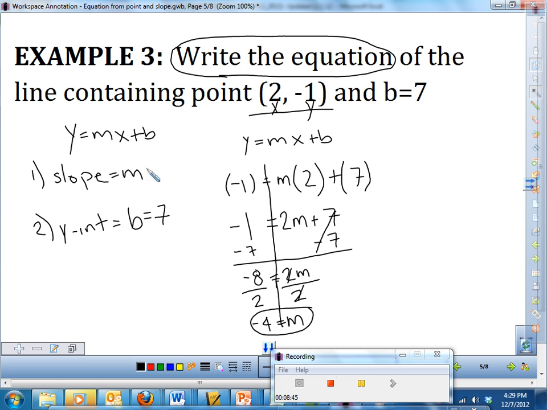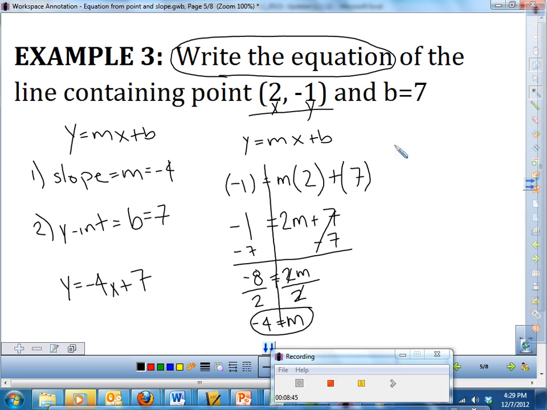So in this example, I actually solved for m instead of b, but the process was the same. We're looking for what is given. We're substituting what we were given into our equation and solving for the missing variable m. I'm going to rewrite my equation right now. Y equals m, which was negative 4, x plus b, which was 7.